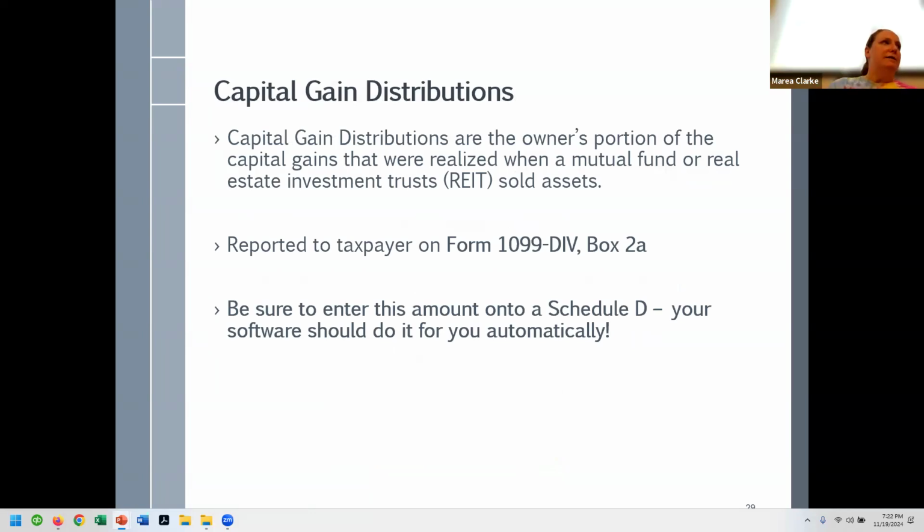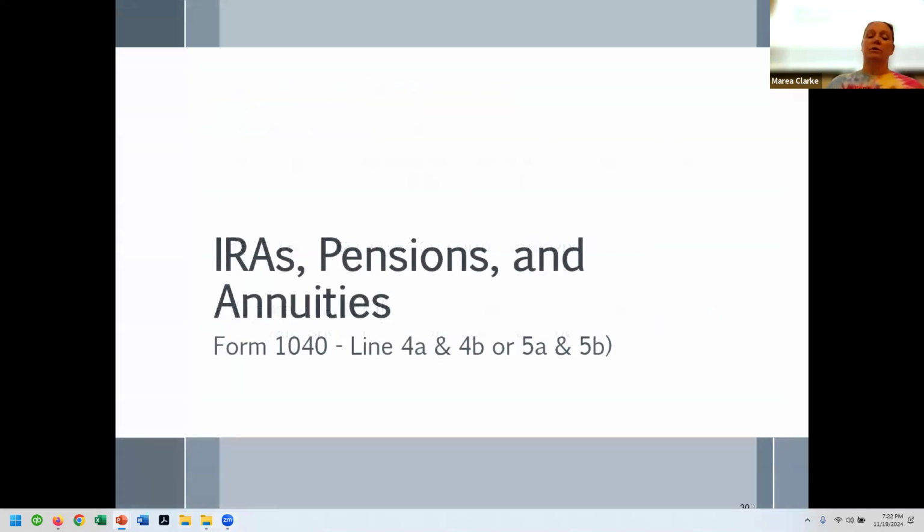Capital gains, right? You buy something, then you sell it for more than you paid for it, then you have to report that as income. For residents, it gets reported on a Schedule D. The software should do that for people automatically. They have a capital gain distribution on a 1099 DIV or even on a stock transaction.